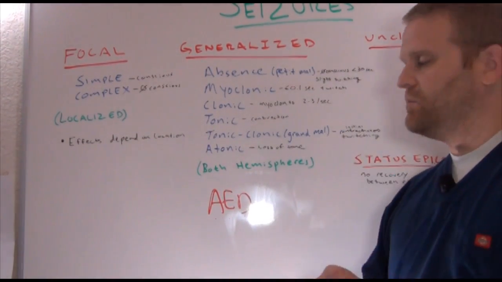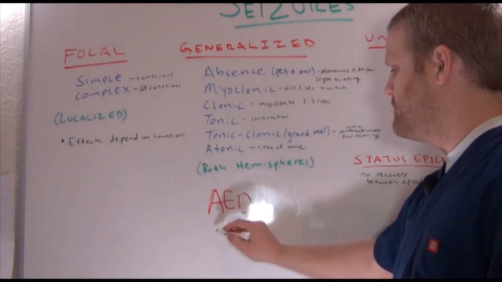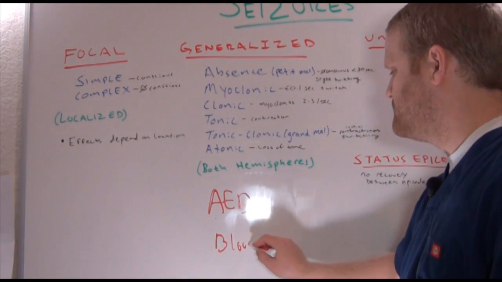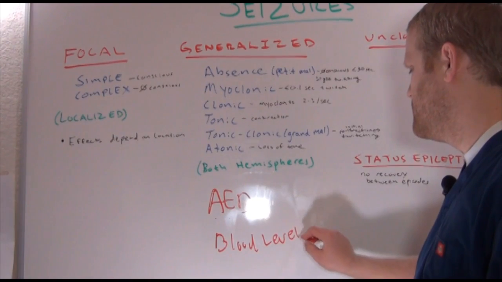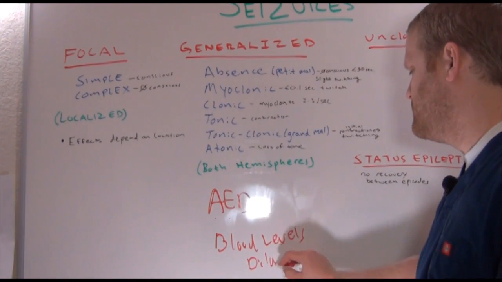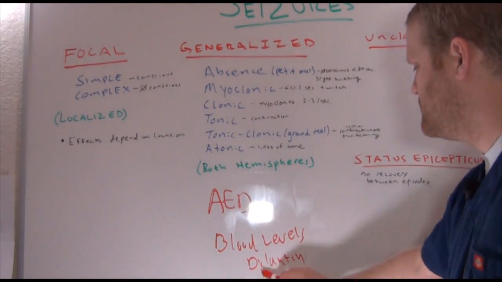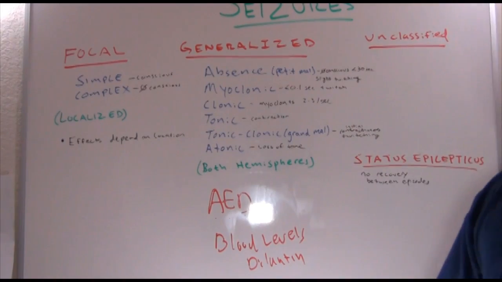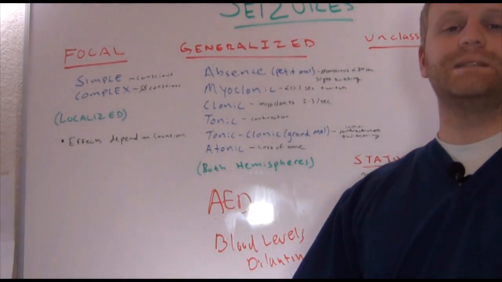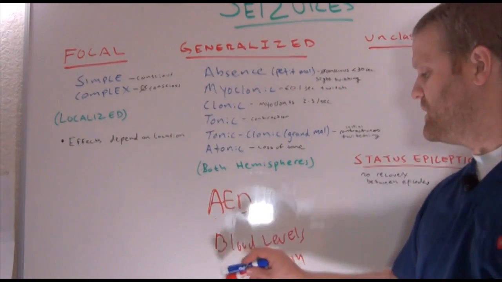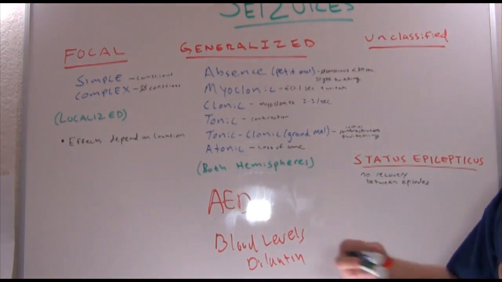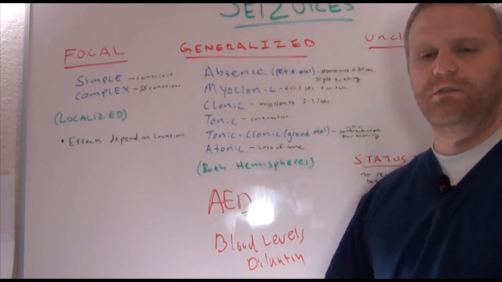We're also going to want to check their blood levels. That's another thing to keep in mind. We'll check blood levels of Dilantin to see that our patient is actually in a therapeutic range. There are therapeutic ranges with those drugs, so we make sure the patient has the appropriate amount of the drug in their body. If we can keep it at that level, there's a good chance we can prevent future seizures.